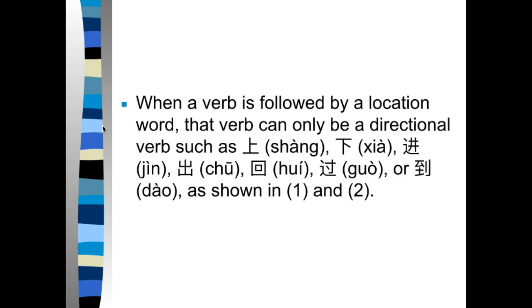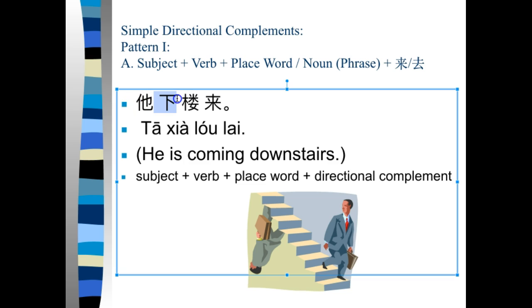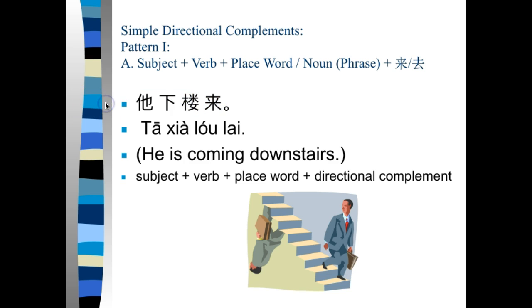When a verb is followed by a location word, that verb can only be a directional verb, such as 上 or 下. For example, 他下楼来. He's coming downstairs. 下 is a direction verb, and 来 is a direction complement because you're directly describing a location that someone is going towards. So you need to use both a direction verb and a direction complement.